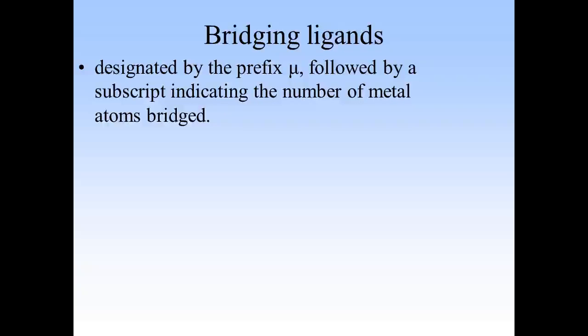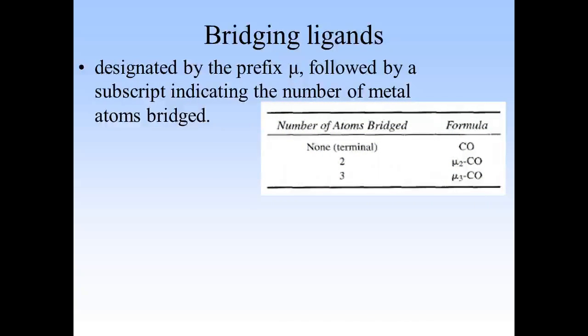And in this slide we are going to learn how we can name compounds if some ligands are present as bridging ligands. Bridging ligands can be designated by the prefix mu followed by a subscript. That subscript indicates the number of metal atoms bridged. Here are some examples. If there are no bridging ligands, then it is terminal. If CO is the ligand, then the formula is just CO. If 2 metal atoms are bridged, then it is written as mu2 CO. If 3 atoms are bridged, then mu3 CO.